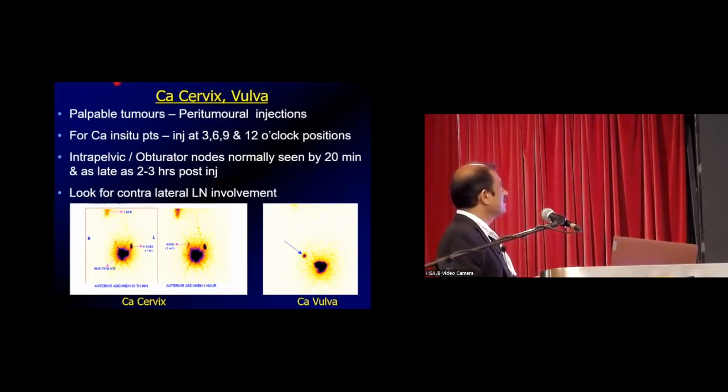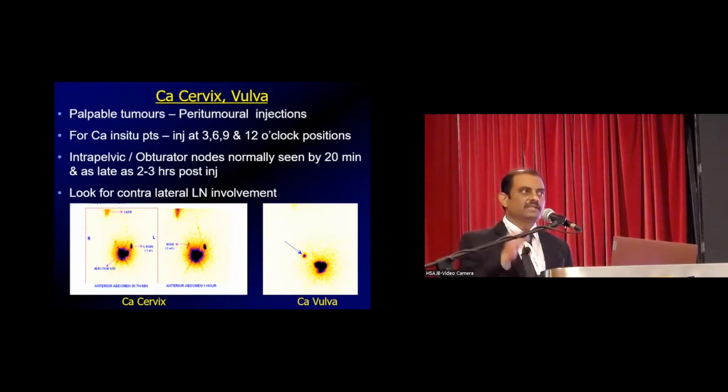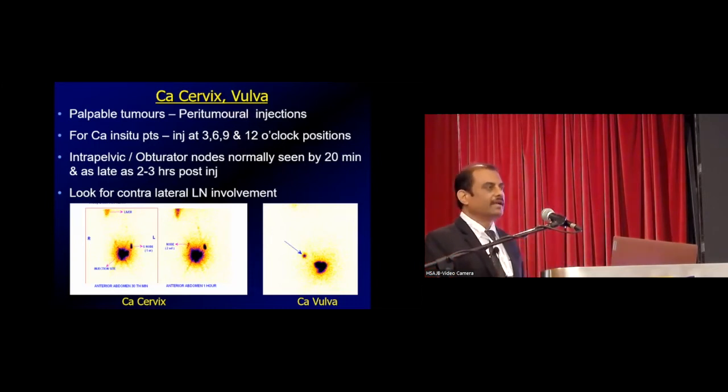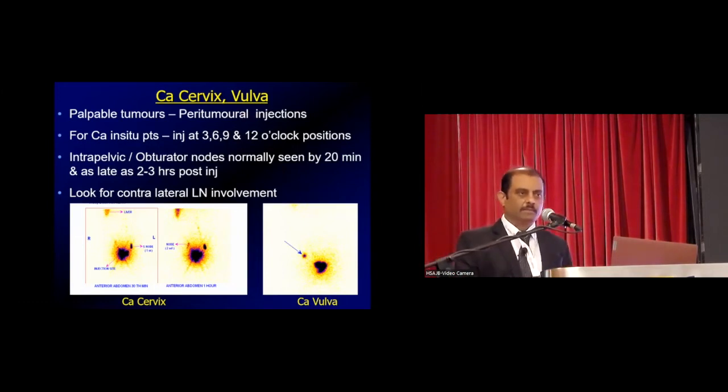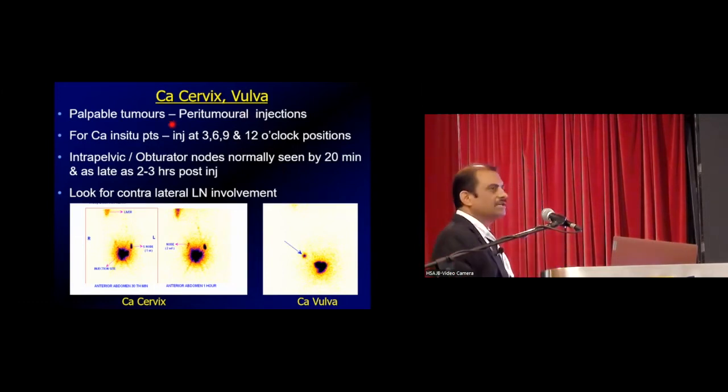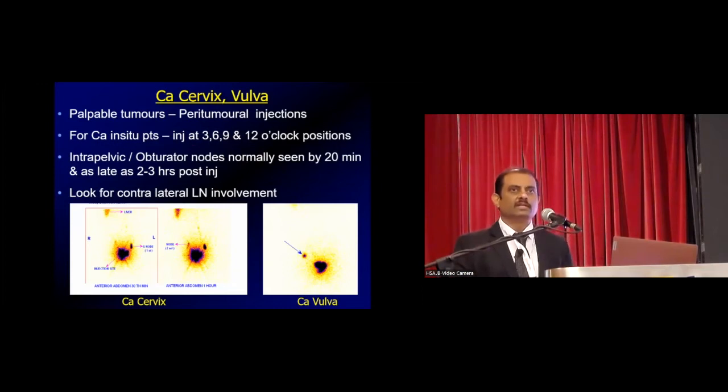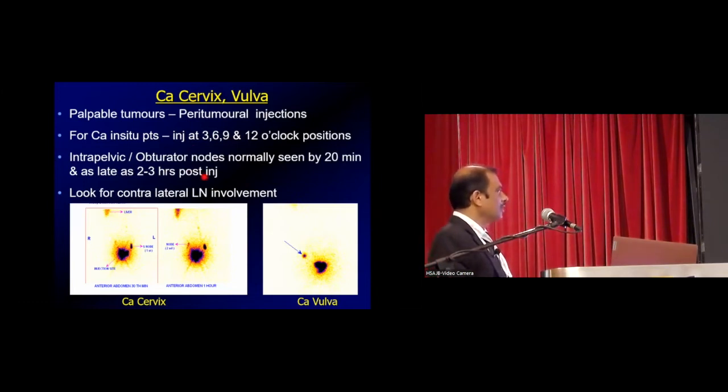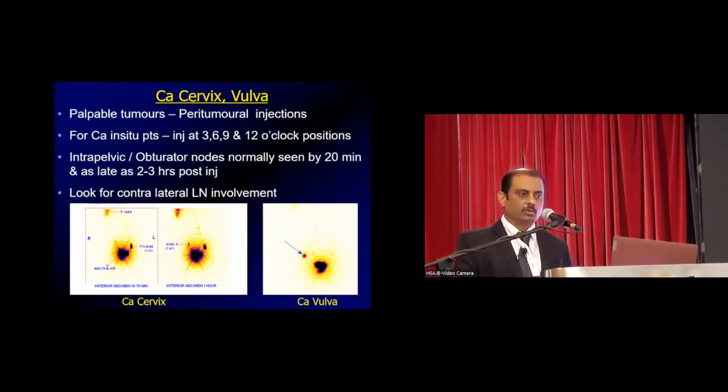If there are tumors which are palpable, then you will go for peritumoral injections, meaning if it is T2, T3, the tumors are palpable, you can inject above the tumor, of course with the help of the gynecologist in the labor theatre. Or if it is a carcinoma in situ patient, then you will inject in the cervical orifice, the 3, 6, 9 and 12 positions. There are 4 positions. Even if you give 2 injections, node detection will be possible. So majority of the time you are looking for intrapelvic, internal iliac or external iliac nodes.